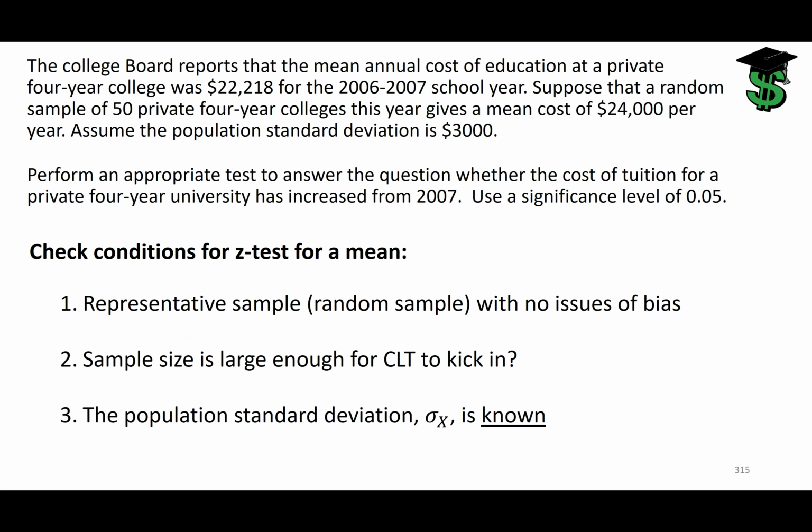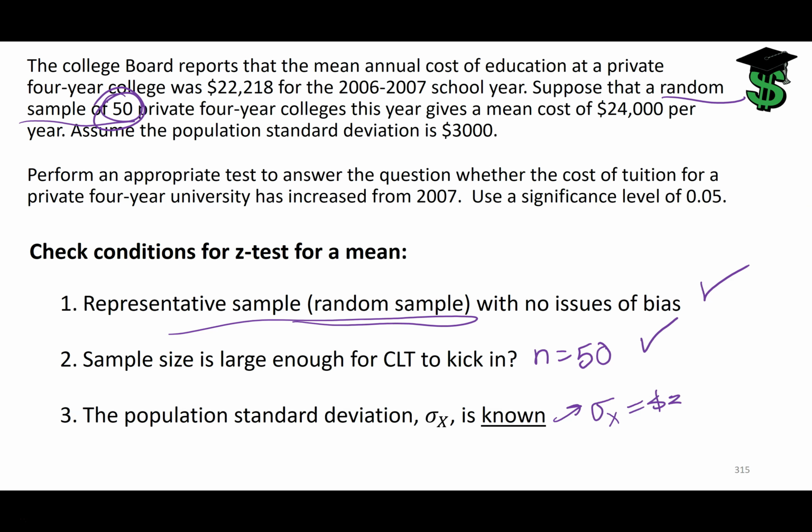Checking my conditions, I want to make sure I took a representative sample, so a random sample. I took a random sample of 50 colleges. That should be good. The fact that I took 50 means that I took enough. So n is 50, so even if it was a somewhat skewed population, this will be okay. And the population standard deviation is known. Yes, sigma is equal to $3,000. So yes on all three.